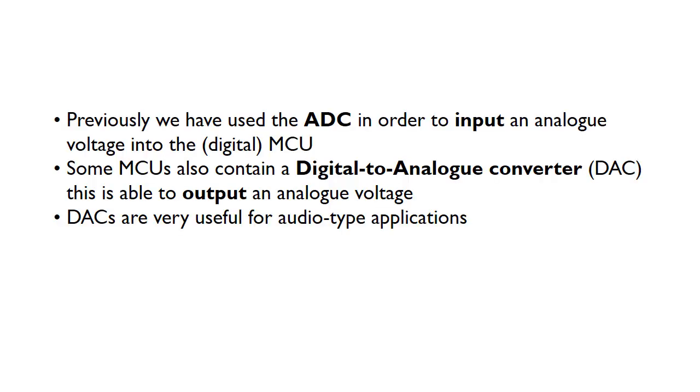So previously we've used the ADC, or analog to digital converter, in order to input an analog voltage and convert it into a digital signal that can be input into the microcontroller. Some microcontrollers also contain a DAC, or digital to analog converter. This is able to output an analog voltage. These DACs are very useful for audio type applications, because rather than outputting just a voltage of 0 or 3.3 for example on a GPIO pin, we can actually output any voltage in that range.